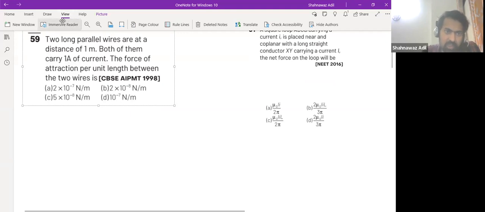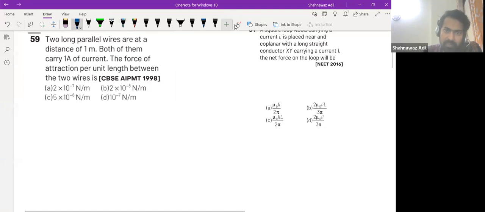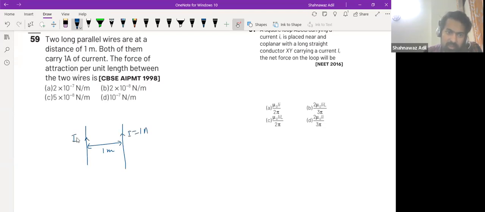We have two parallel wires at a distance of 1 meter, and both of them carry 1 ampere current. The force of attraction per unit length, right? So this you have to find out. F, right?